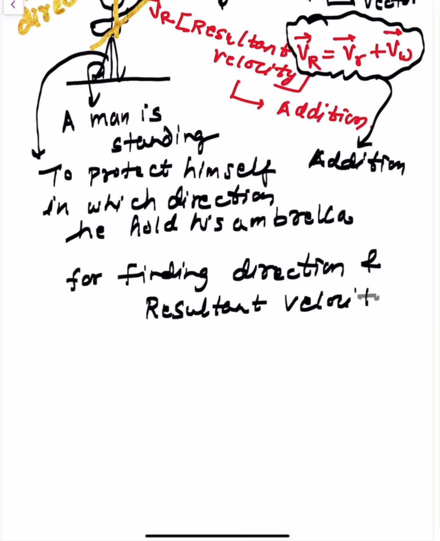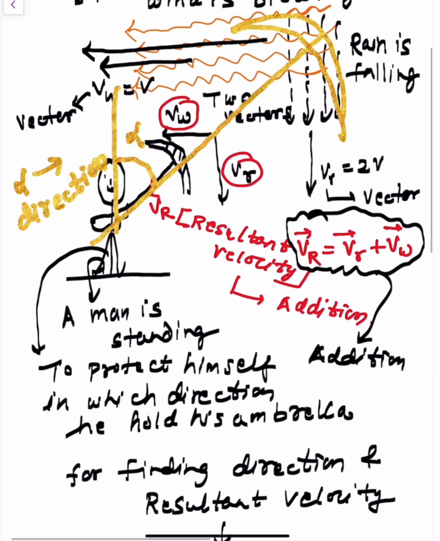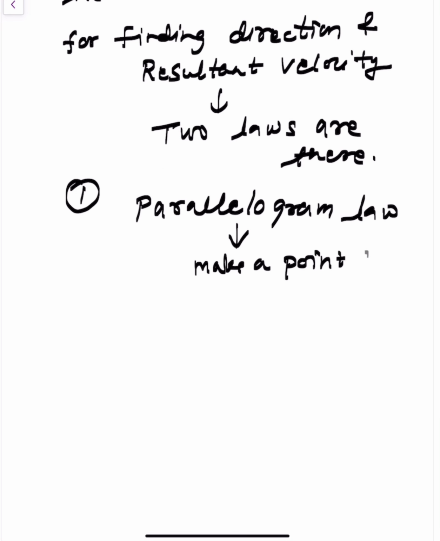And for vector addition, we actually have two methods. The first method is the parallelogram law. Using that you can find the direction of holding the umbrella, and you can find the value of the resultant velocity. Let's go for the parallelogram law.